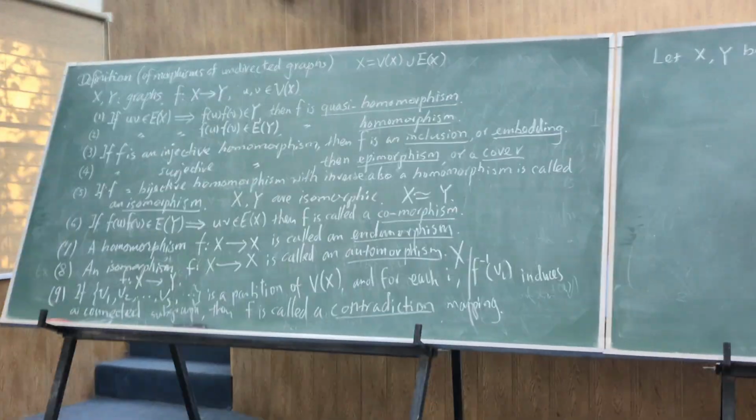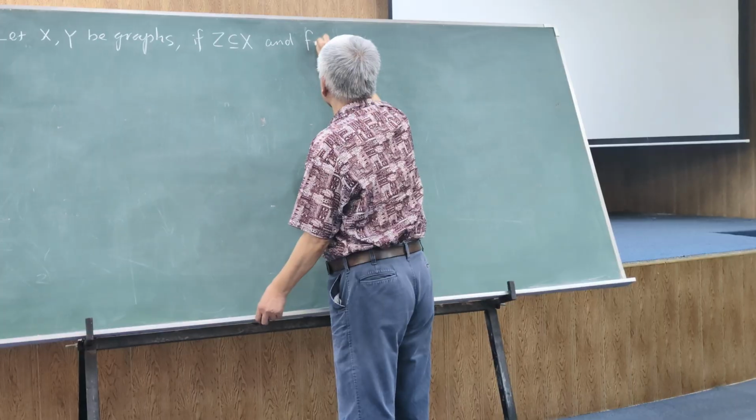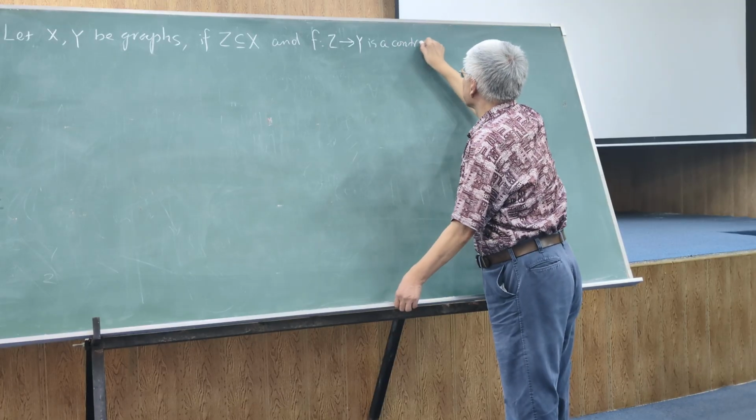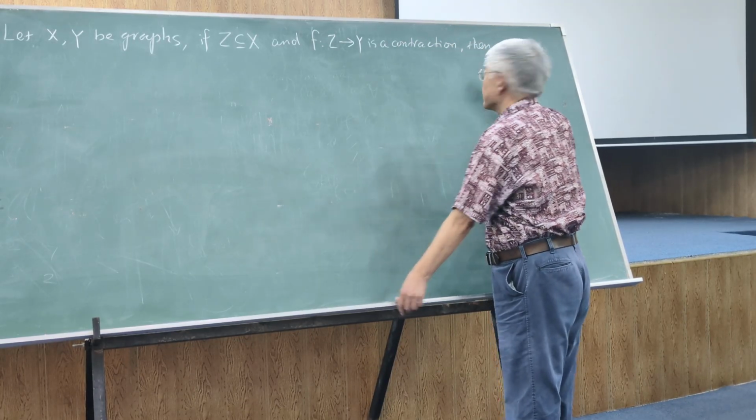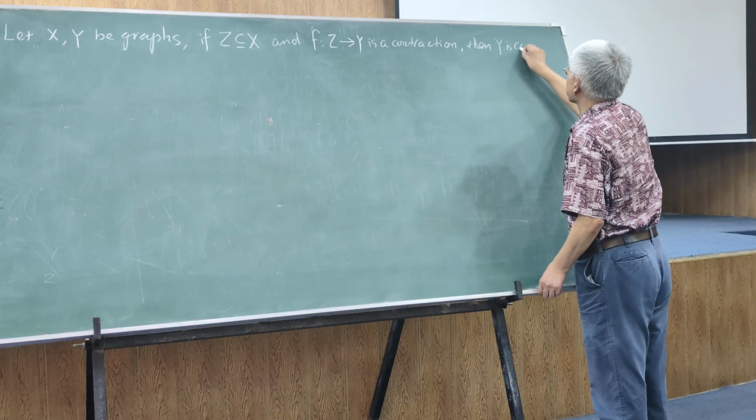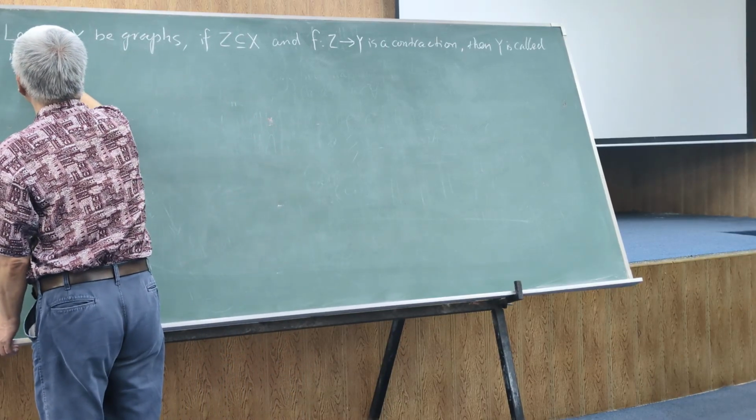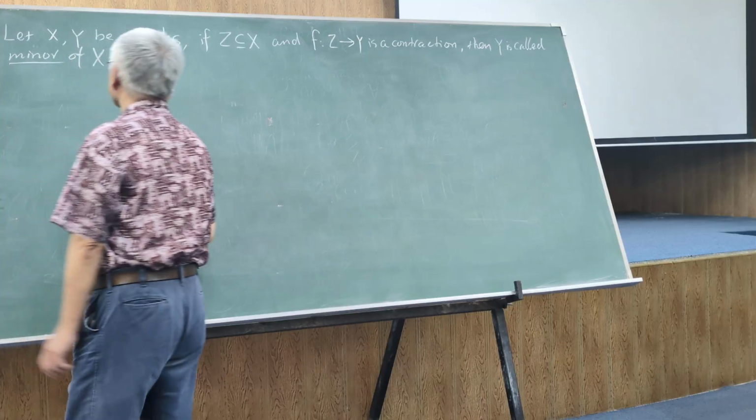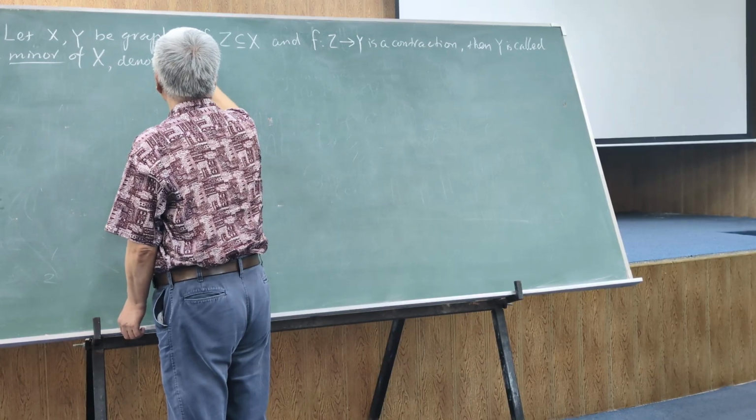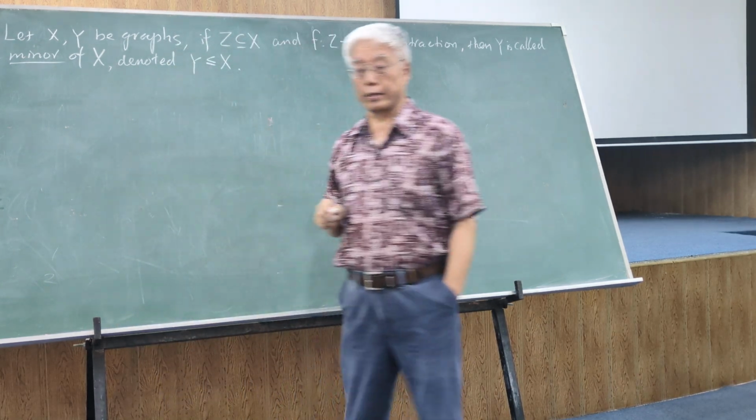If Z is a subgraph of X, and F from Z to Y is a contraction marking, then Y is called the minor of X. And this is denoted Y less than or equal to X. This is the notation for minor. It's a binary relation between graphs.